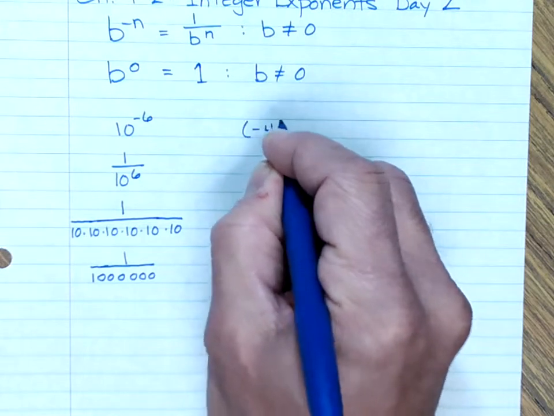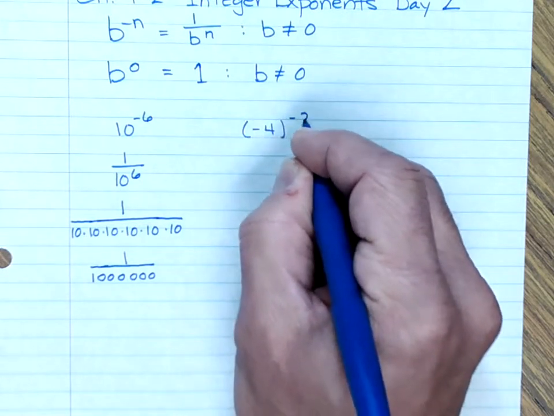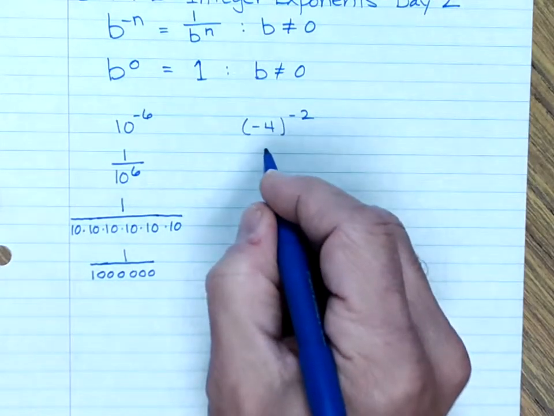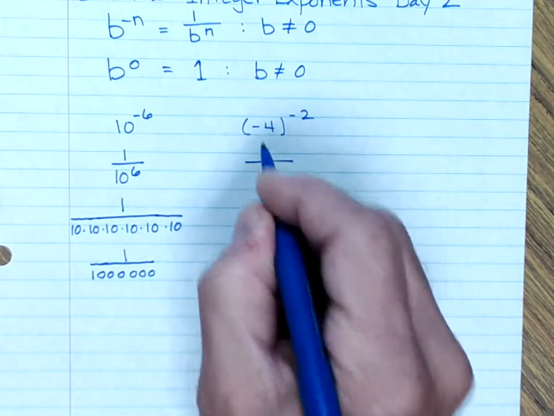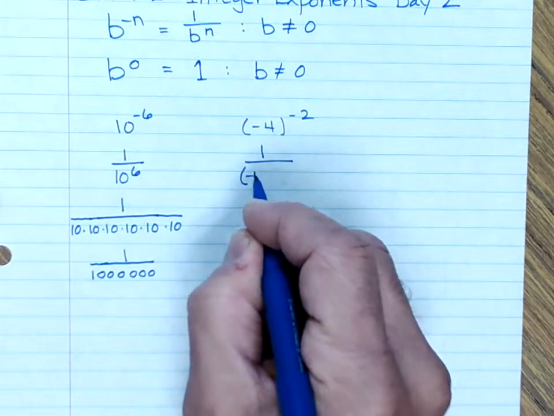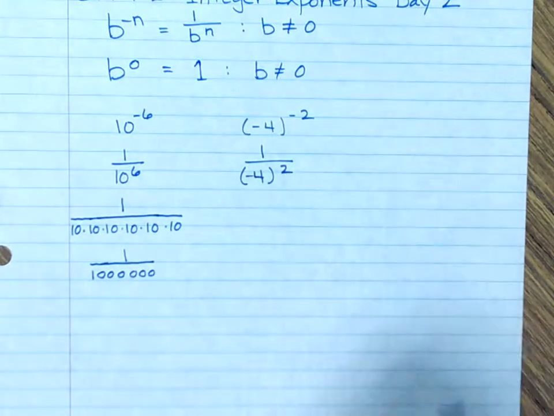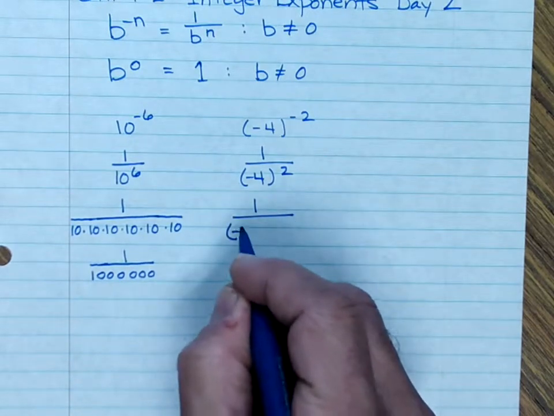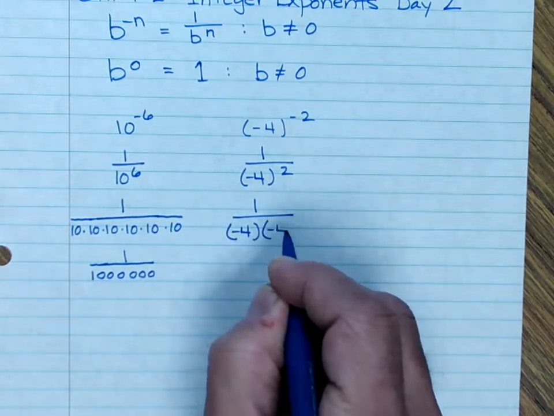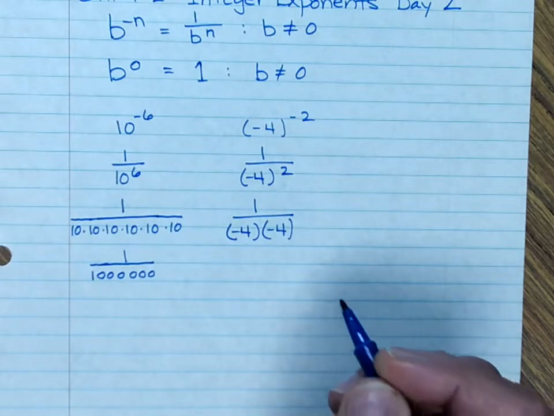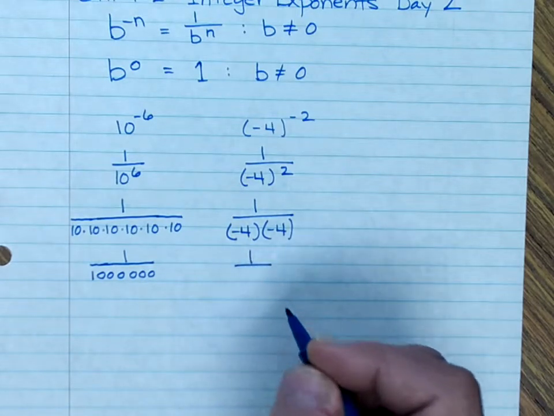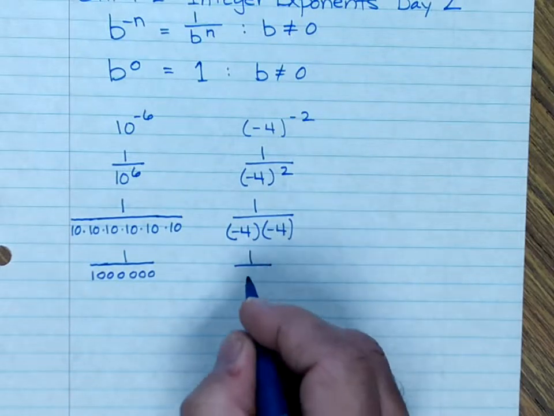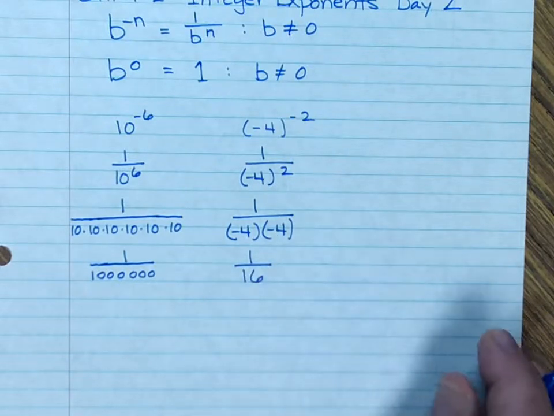The quantity negative 4 to the negative square. So that means we're going to have to write 1 over exactly what we see, which is the quantity of negative 4, but now to a positive square. We're going to want to expand that to the quantity of negative 4 times the quantity of negative 4. Your negative positive rules will tell you that negative 4 times negative 4 is positive 16.